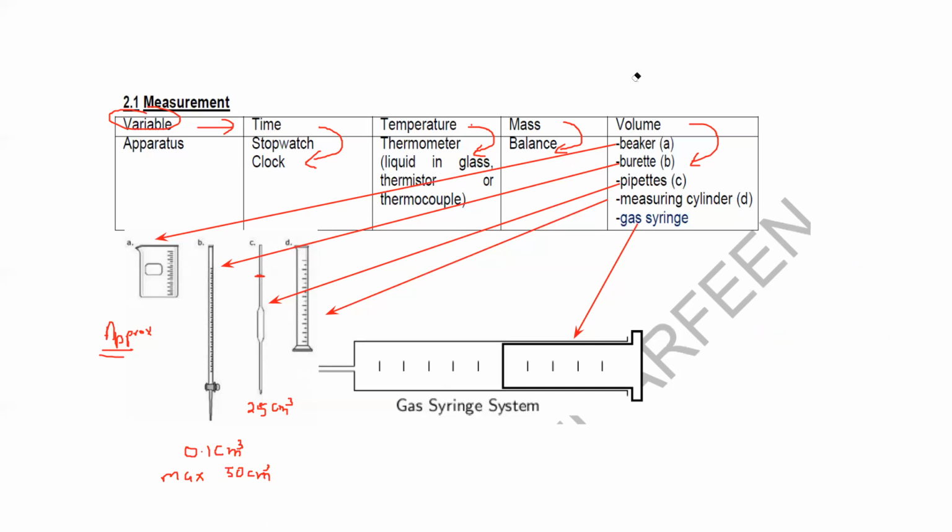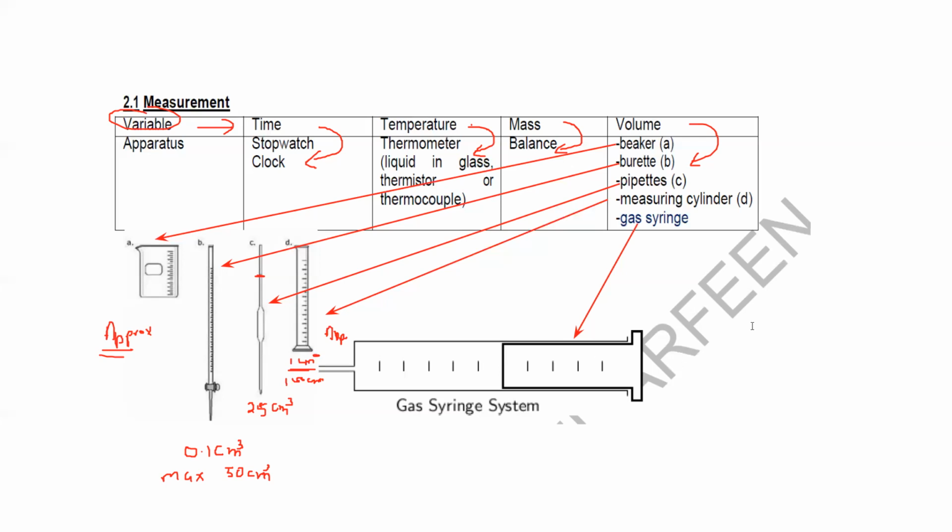And if we want to measure a volume of approximately 100 cm³ at the maximum, and the smallest value we want to measure is 1 cm³, in that case we can use a measuring cylinder. So measuring cylinders and beakers are for approximate volume, not exact. But burettes and pipettes are more accurate. They are used for exact volume.